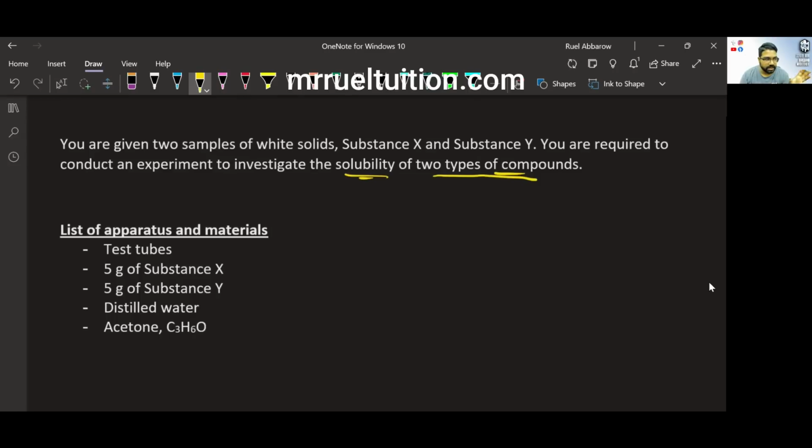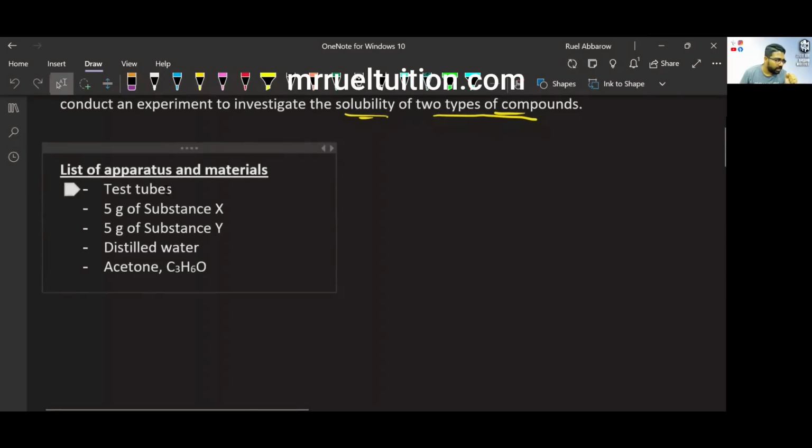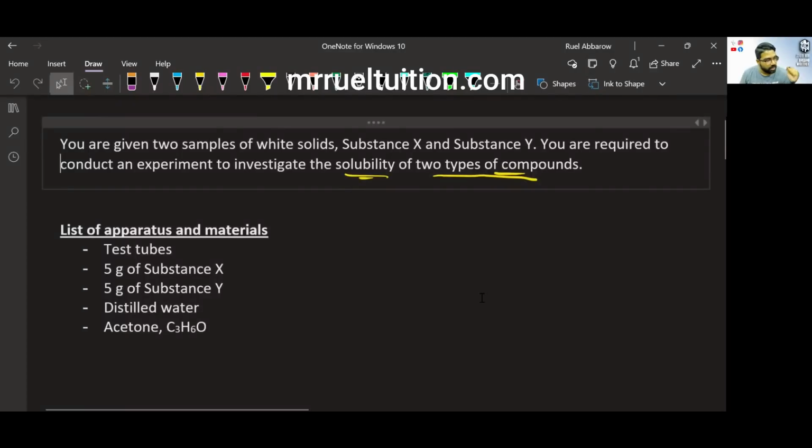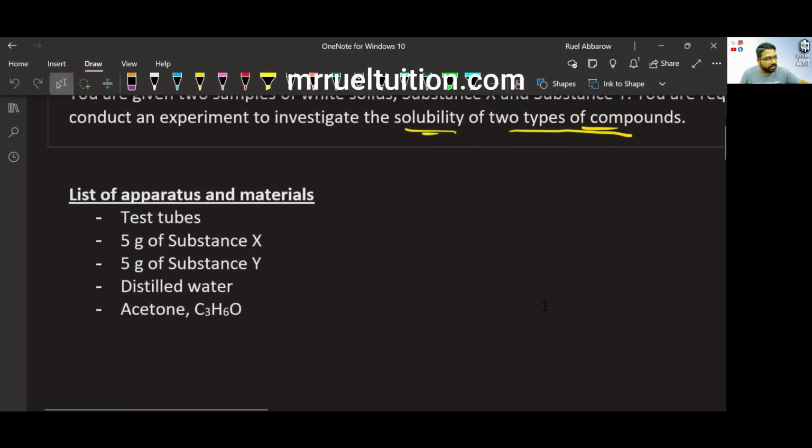Okay, of course, you can't just write solubility here. It must be a bit more complete. Later, I'll show you the sample answer, right? So look at the apparatus and material provided. So we have test tubes, 5 grams of X, 5 grams of Y, and then we have distilled water and acetone. So you already know this is about solubility. So do you know what is the role of acetone then?